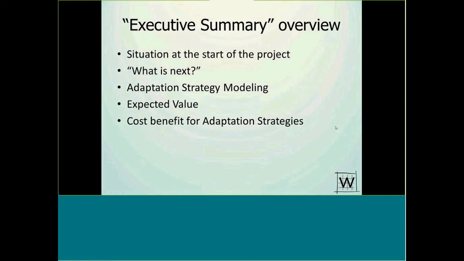So I'm going to do this presentation a little bit differently than we've done it in the past. I'm going to start by going through a fairly rapid executive summary where I go through the full cycle of the project. Then I'm going to go into some more details following that. And after I finish the executive summary, I will stop and see if there's any questions in the chat box at that time.